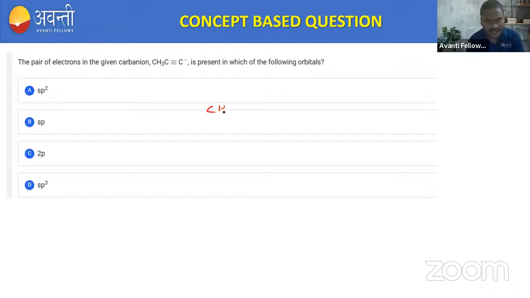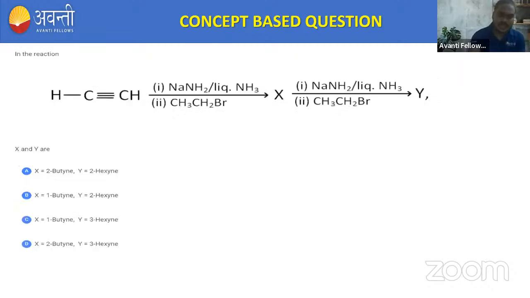Let me calculate the hybridization. So this is CH3, C, triple bond, C negative. Here the hybridization is 1 and 1, 2, so that is sp. Here also there is one lone pair of electrons, so they are sp, right? Thus the pair of electrons is present in the sp hybridized orbital. So it's a very simple question. The pair of electrons in the given carbanion is present in an sp hybrid orbital.